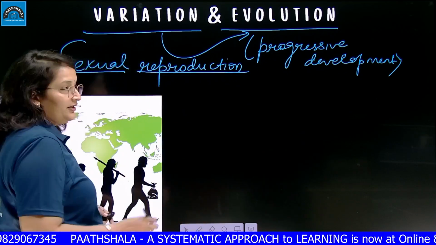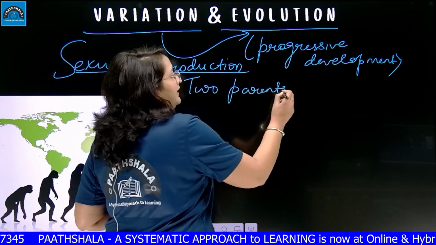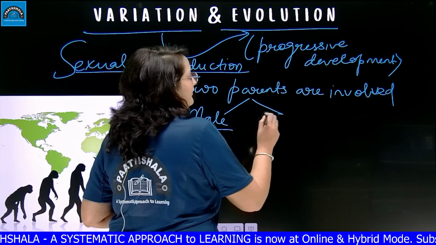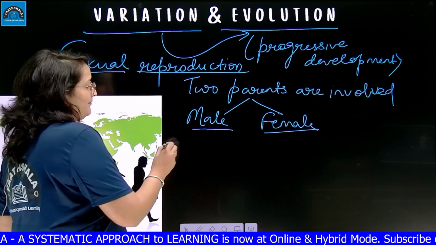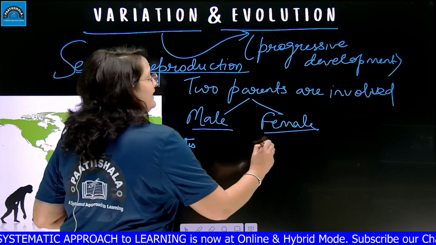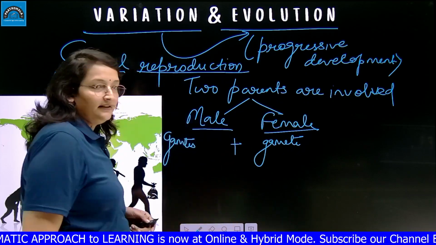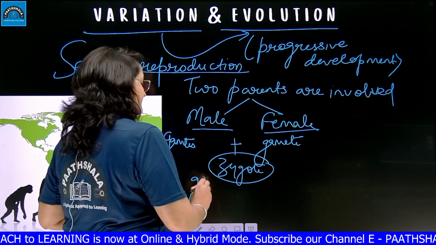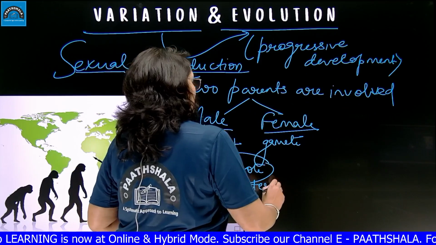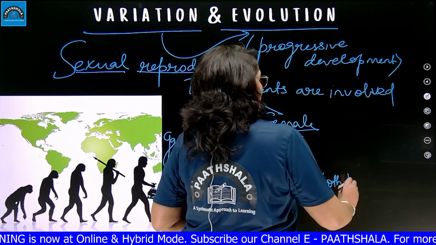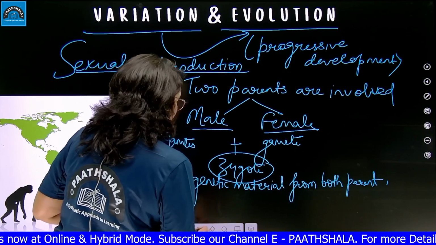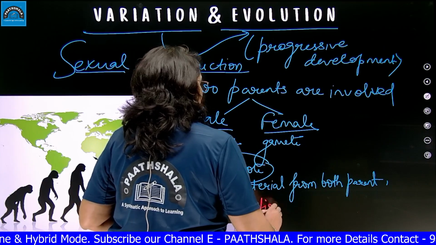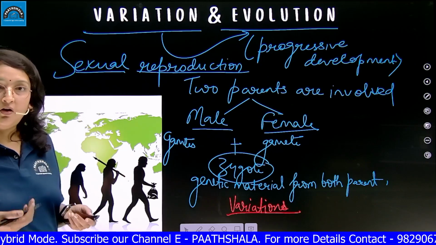Whenever we talk about sexual reproduction, two parents are involved. Which two parents? Male and female. In these two parents, two different gametes are formed, the male gamete and the female gamete. Both gametes fuse with one another and form the zygote. This zygote has the genetic material from both parents, and because of this, it will have variations. Because of sexual reproduction, there will be variations, and these variations are the basis of evolution.